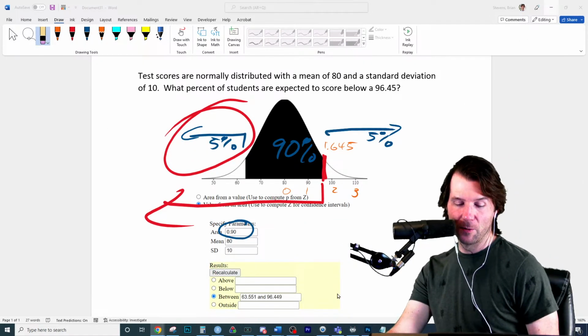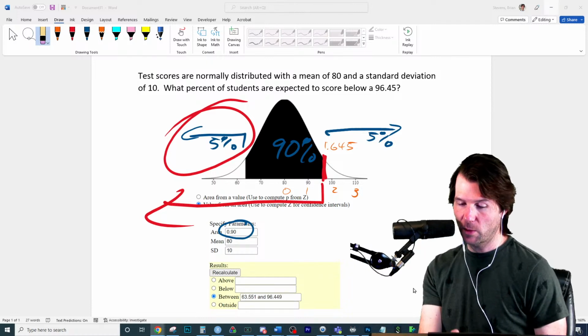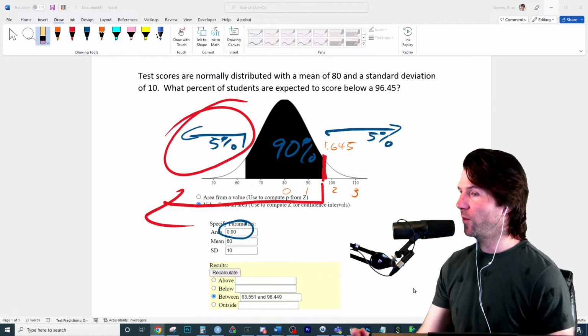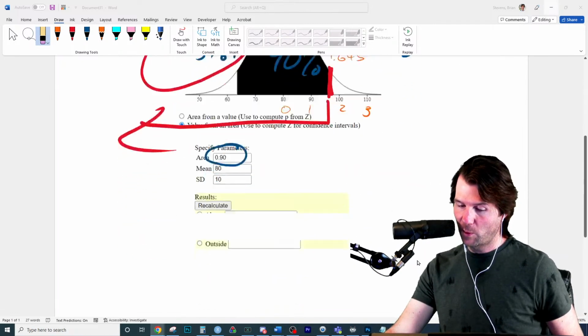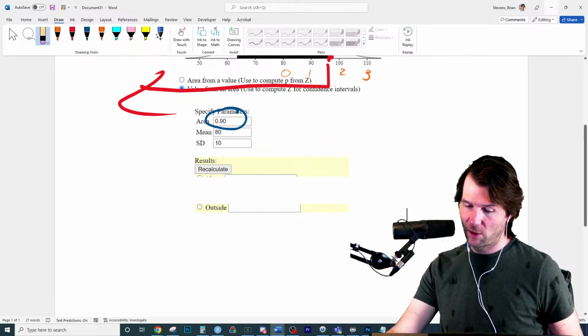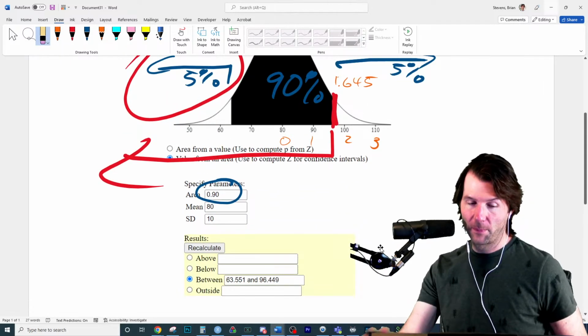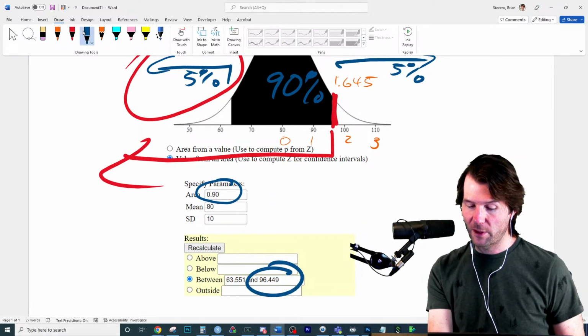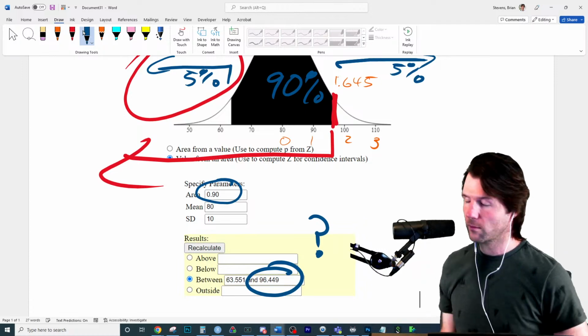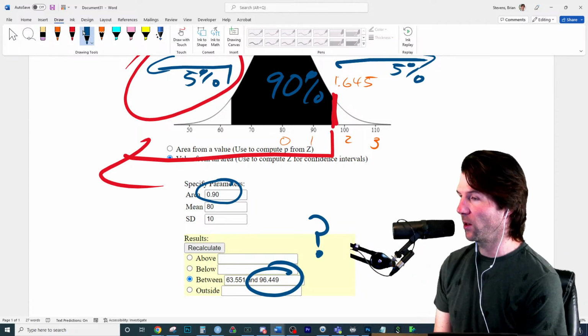So what we could do is take, and I think this is what they did, how could we find the z-score for this number? Why does it keep doing that? You're so weird, computer. There we go. How could we find the z-score for this number right here? How could we find the z-score for that number?